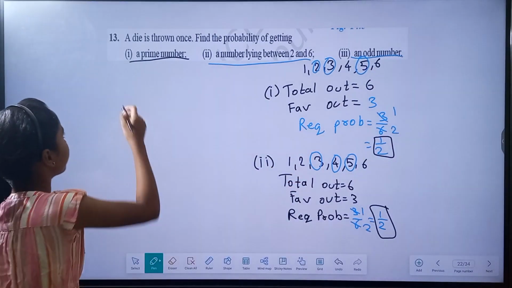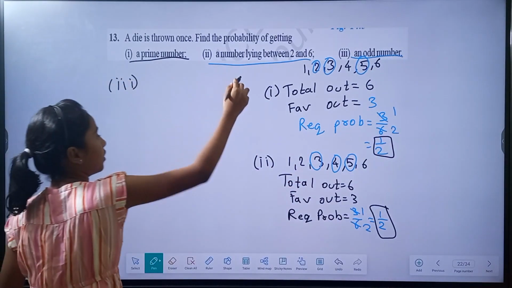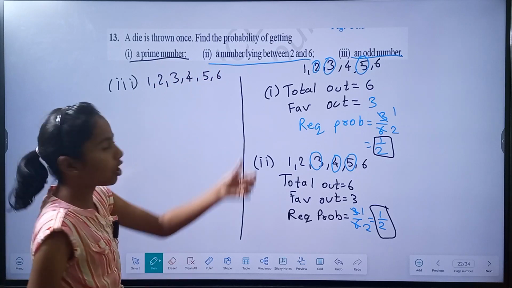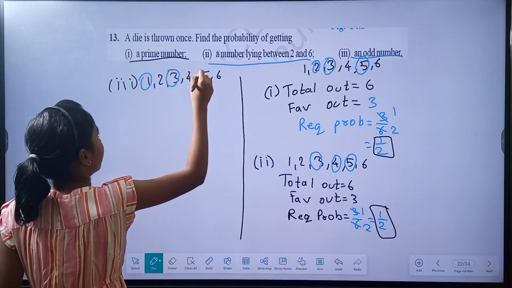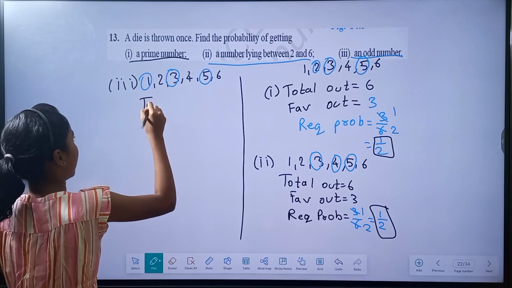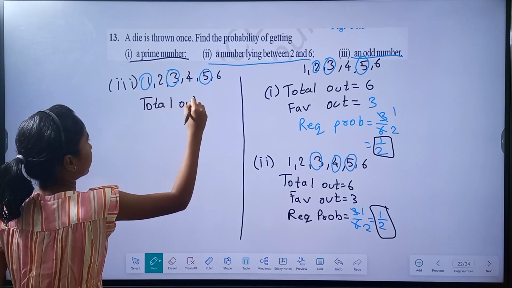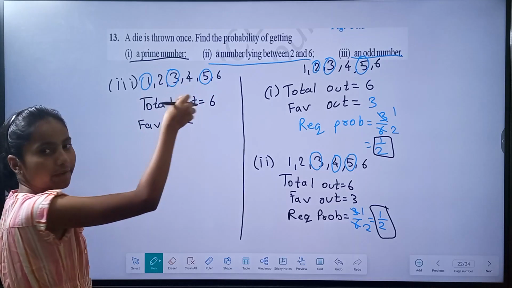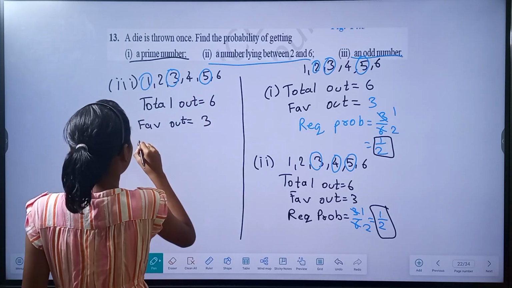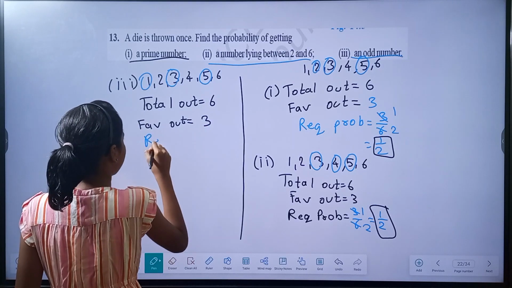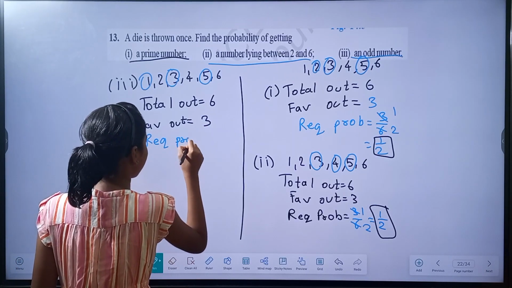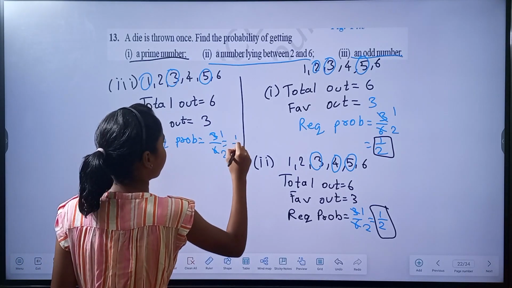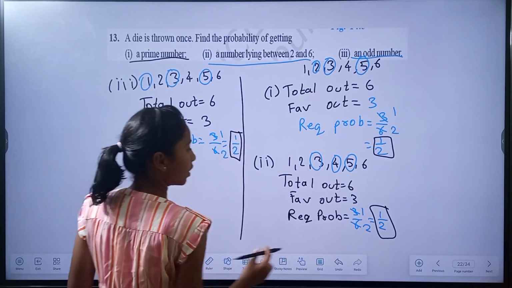An odd number. It should be an odd number. So 1, 2, 3, 4, 5, 6. And the odd numbers in this are 1, 3, 5. So the total outcomes are 6 and the favorable outcomes are 1, 3, 5, which means 3 ways. The required probability is 3 by 6, which is equal to 1 by 2.